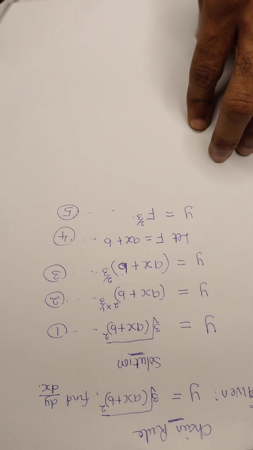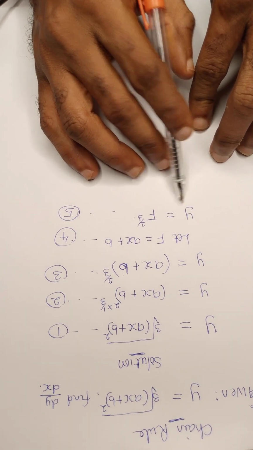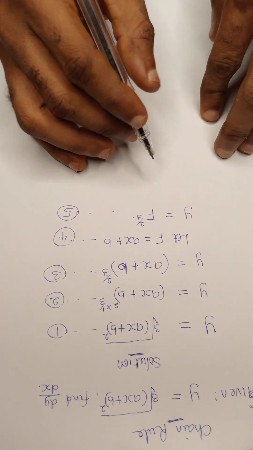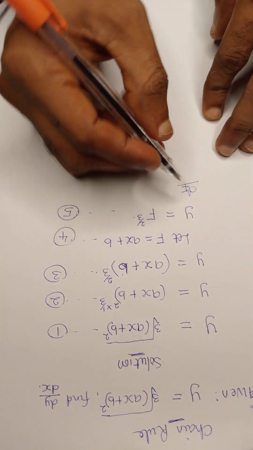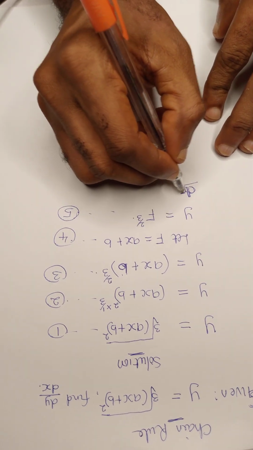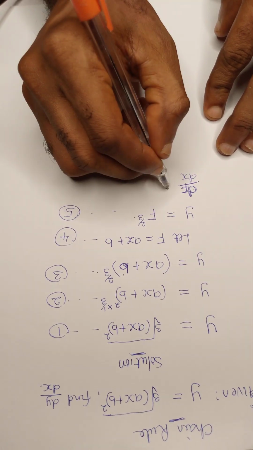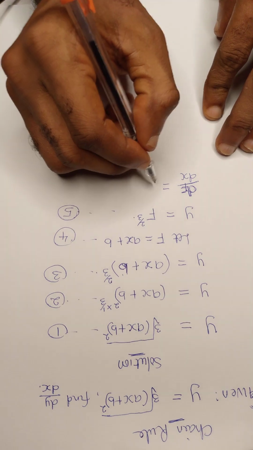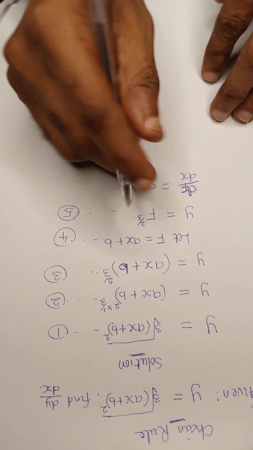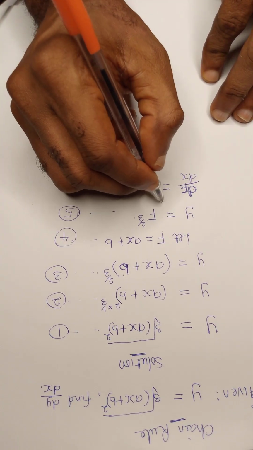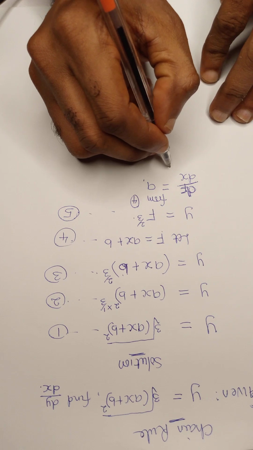The next step is for us to differentiate f with respect to x in equation 4 and y with respect to f in equation 5. So from equation 4, differentiating f with respect to x will give us a. That is, if we differentiate f here with respect to x, it will give us a.